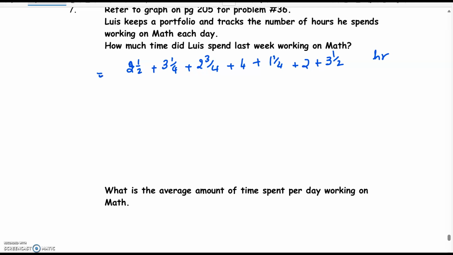So let's see how we can add these numbers. Let's try to do it in the most efficient way. Let's add the whole numbers first. 2 plus 3 is 5, plus 2 is 7, 7 plus 4 is 11, 12, 13, 14, 17. So if you add all the whole numbers, you get 17, plus we have more. Now we're going to add fractions. So 1/4 and 3/4 together make a 1. And of course we have 1/2 plus 1/4.